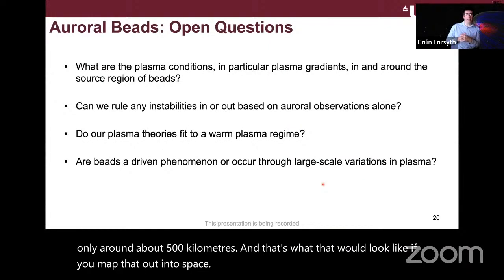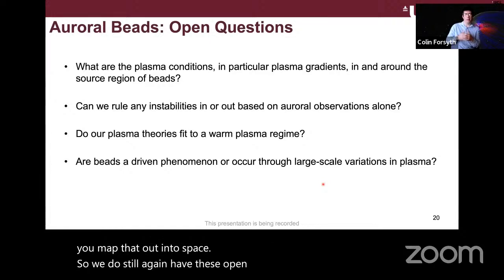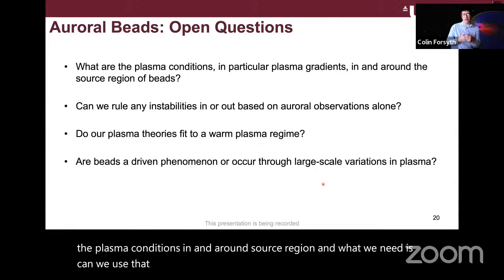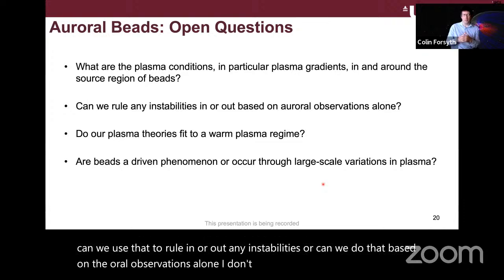So we do still, again, have these open questions. And the big one is about the plasma conditions in and around the source region. What we need is, can we use that to rule in or out any instabilities, or can we do that based on the auroral observations alone? I don't think we can. I think we need all of those to be fit together.